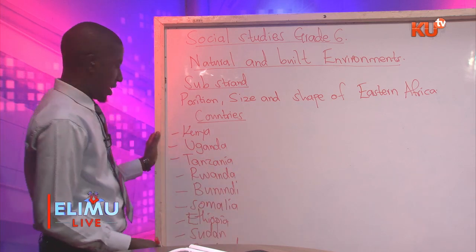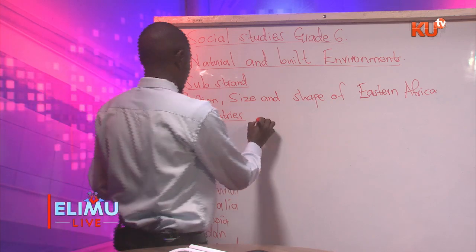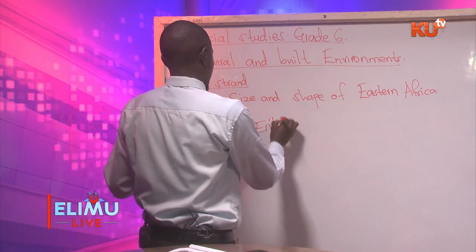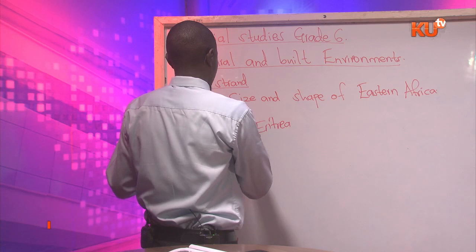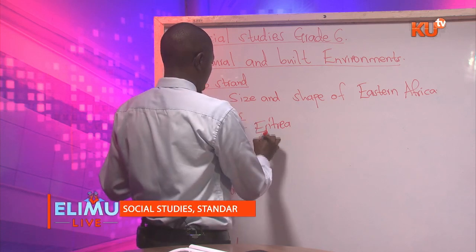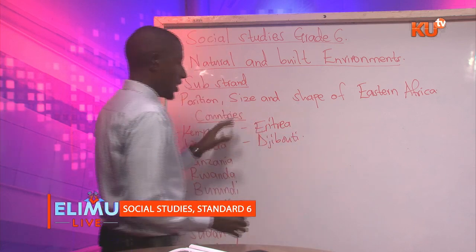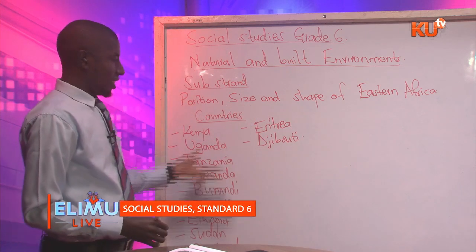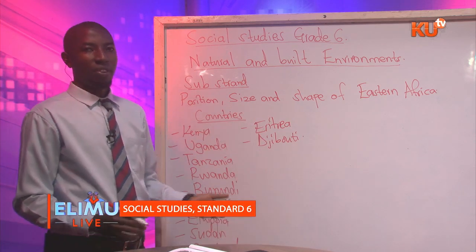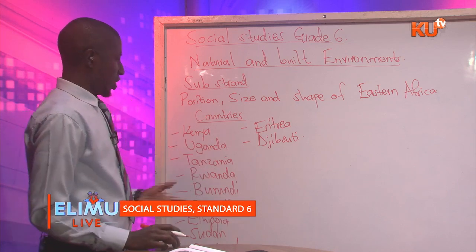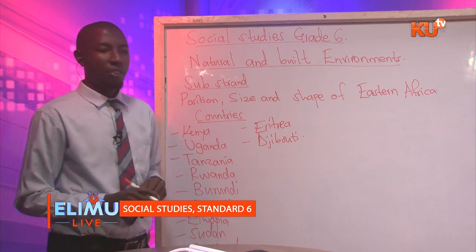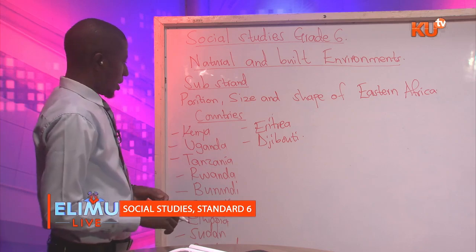I have not mentioned Eritrea. And up there in Eritrea we have Djibouti. And if you count them, they add up to 11. These are the 11 countries of the East African region, not the East African Commission.